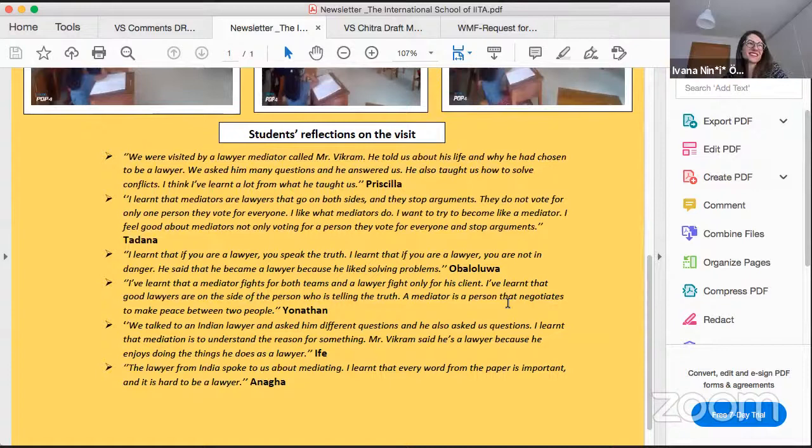No, I love the Tadana comment. Yeah, exactly. The mediators are lawyers that go on both sides and they stop arguments. They do not vote for only one person, they vote for everyone. I like what mediators do. I want to try to become like a mediator. I feel good about mediators, not only voting for a person, they vote for everyone and stop arguments. That I think I feel good.